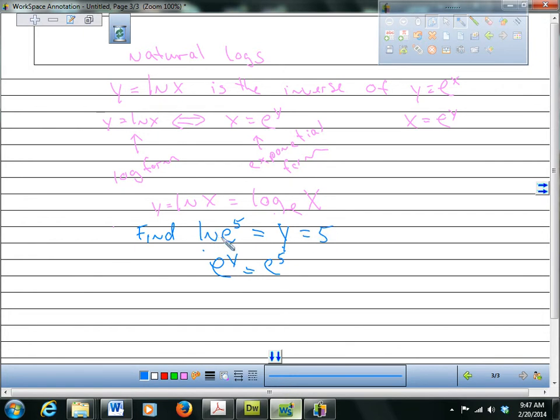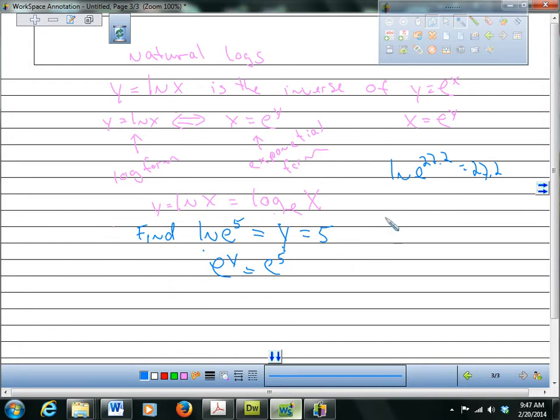So that brings up another important point. If you take the natural log of e to the something, it's just that something. Like natural log of e to the 27.2 is just 27.2, because the natural log undoes e because they're inverses of each other. That's another way to think about it.